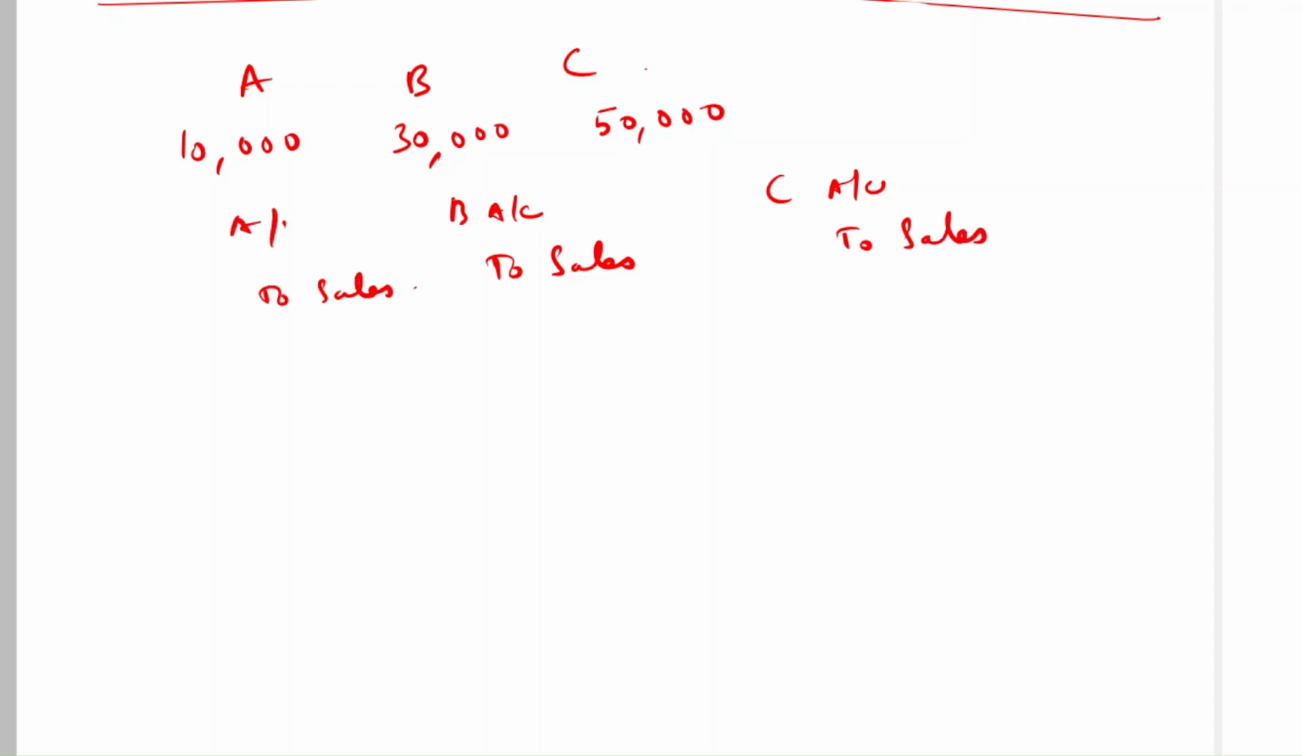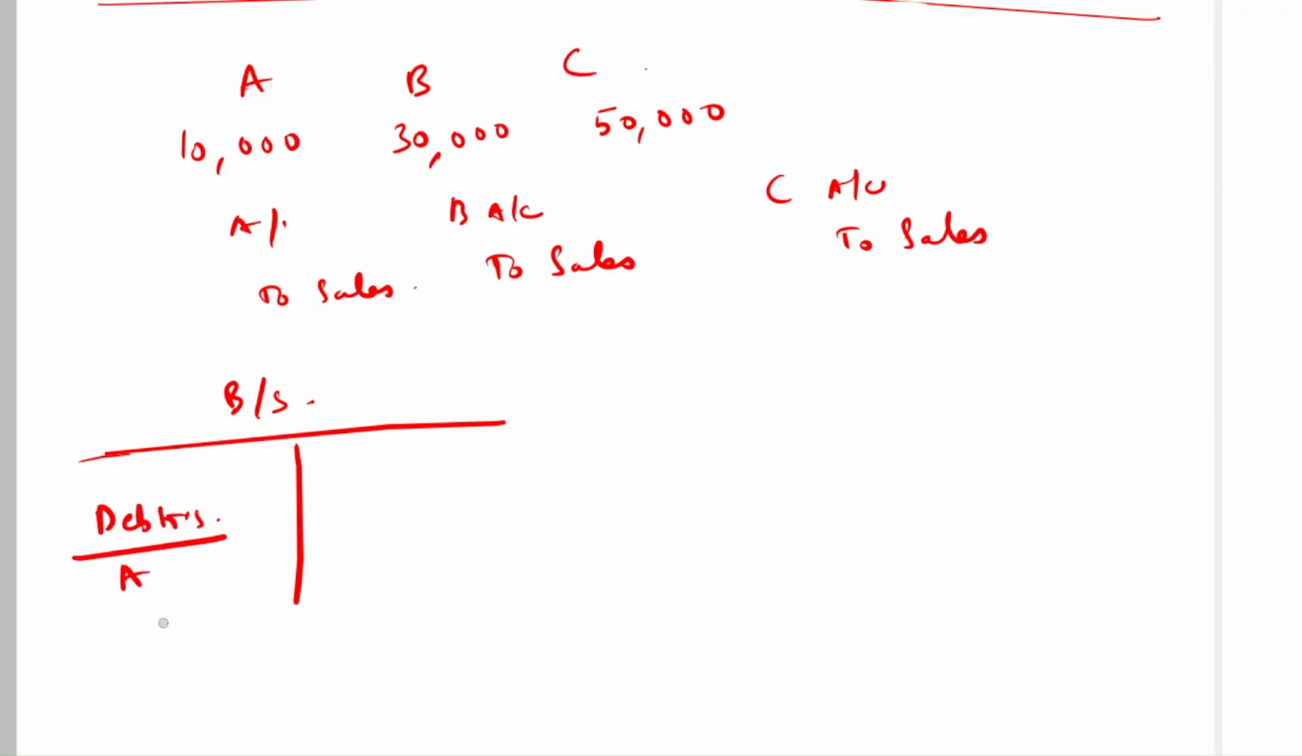So then when you look at the balance sheet, this is very theoretical, but this is how I would explain this to a beginner. So when you look at the balance sheet, you will have your debtors in your assets, and then you will have the amount due from each of them. So for A, you will have 10,000, for B, you will have 30,000, for C, you will have 50,000. Okay, now this is fine for a small company.